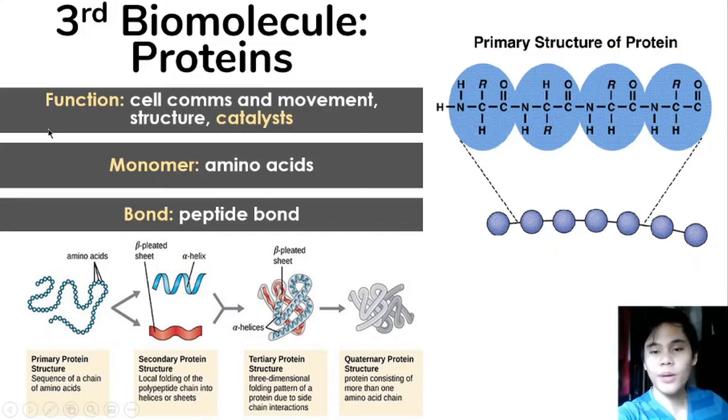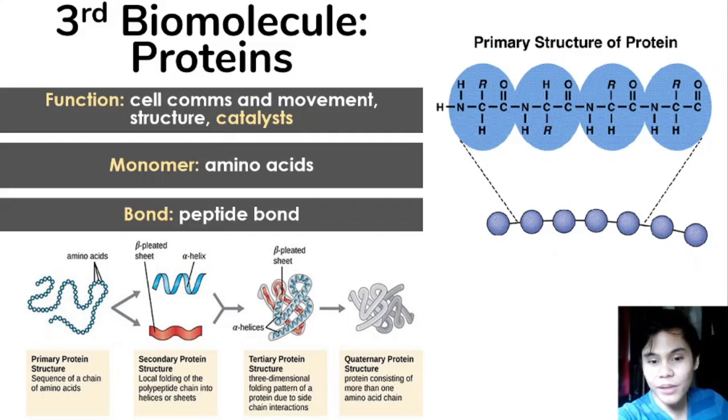And your third biomolecule is your proteins. They function as cell communications and movement, structure, and catalysts. Their monomer is amino acids, and their bond between them is called a peptide bond. Now, since proteins are polymers, they have emergent properties coming from their structures. We have a primary structure all the way to a quaternary structure.